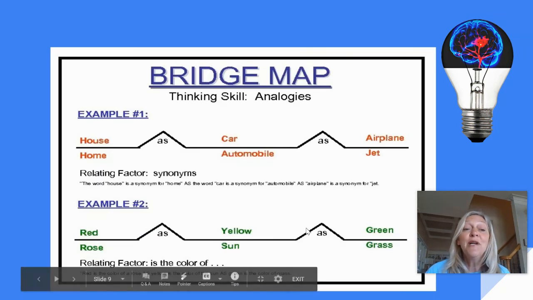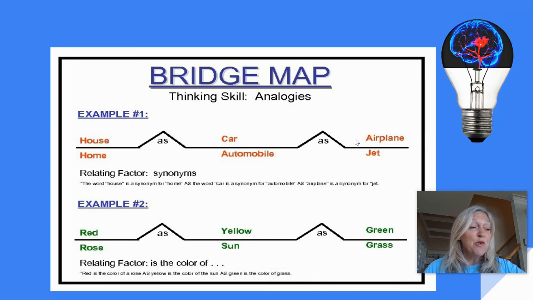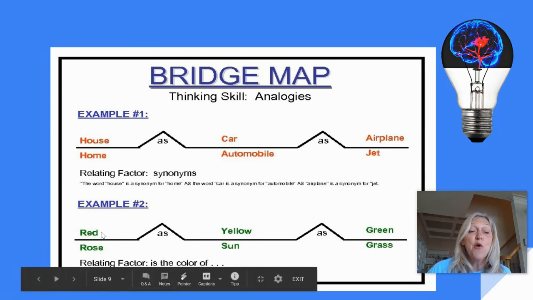All right, I do want to let you know that you can also extend those bridge maps to more sets. For example, synonyms. We've got house is a synonym for home, car is a synonym for automobile, just as airplane is a synonym for jet. And you can do colors. Red is the color of rose, just as yellow is the color of sun, just as green is the color of grass.